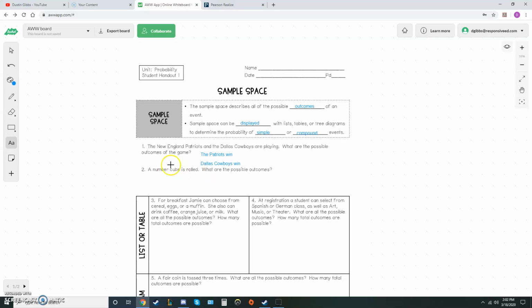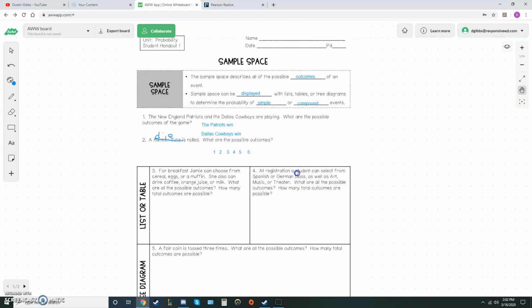There you go. Okay, so a number cube is rolled. I don't know why they use that word. Hold on, let's fix this. A die is rolled. In other words, like a six-sided die. What are the possible outcomes? Okay, well, it could be a 1, or a 2, or a 3, or a 4, or 5, or a 6. And that's the sample space. Right there. Boom. Sample space. This simple.